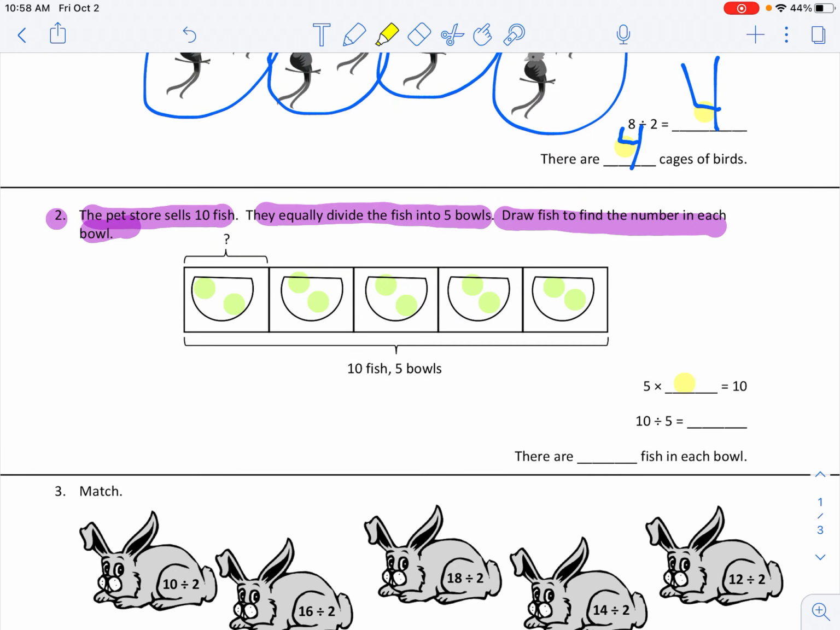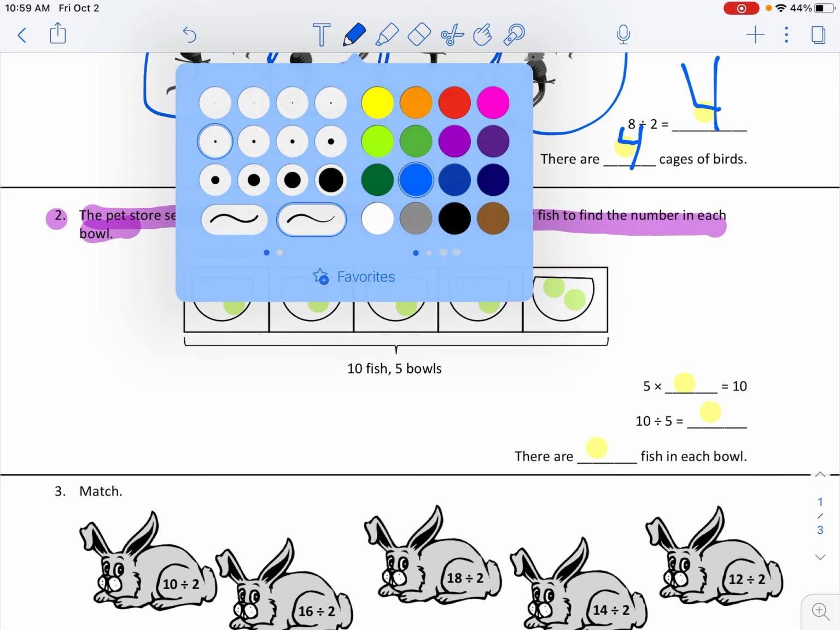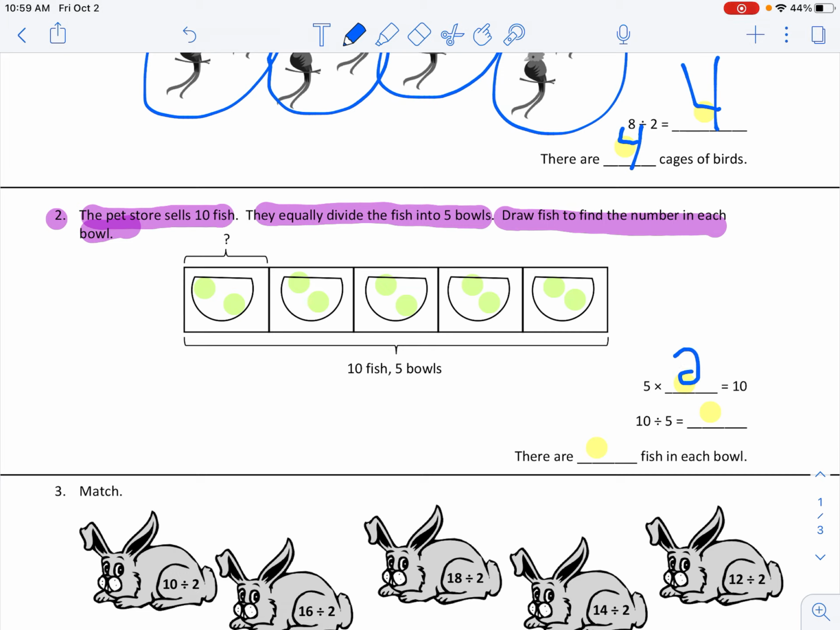If I look at my question, it's asking me to fill in those 3 blanks. 5 times what equals 10? Well, if I look, I have 5 groups of 2, so I'm going to know that that answer is 5 times 2 equals 10. Now I'm going to switch that to a fact family of a division fact sentence. So I had 10 fish divided into 5 bowls, means I have 2 fish in each bowl. There are 2 fish in each bowl.